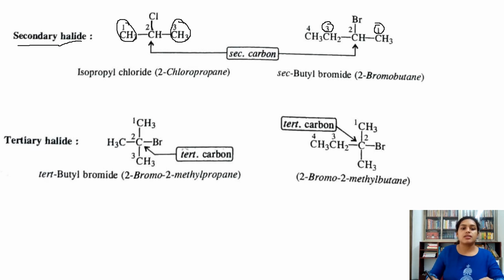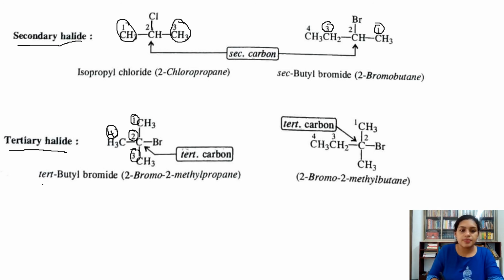And let's see the tertiary halide. Tertiary halide is the halide in which the halogen is attached to a tertiary carbon atom. Here carbon number 2 is a tertiary carbon atom, because it's attached to carbon number 1, 3 and 4. Let's number it as 4. So this is a tertiary carbon atom, and therefore this halide becomes a tertiary halide.